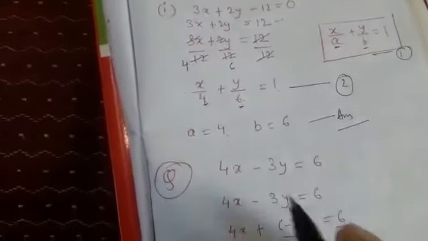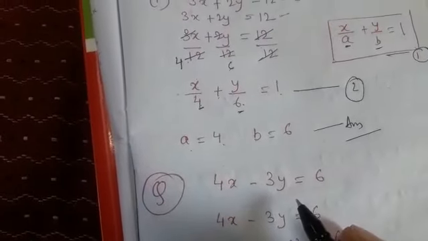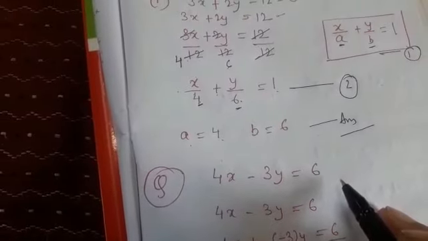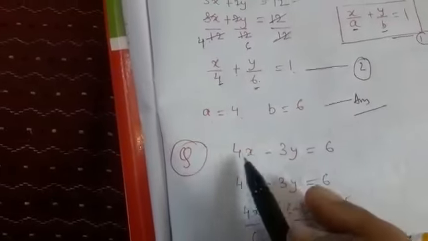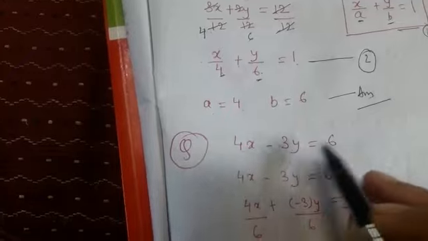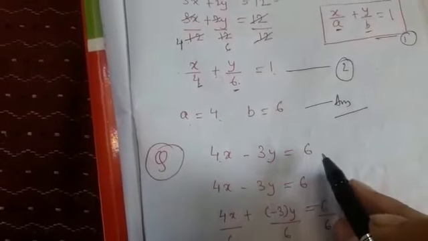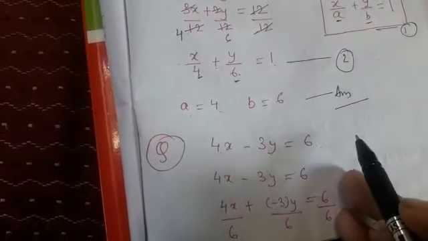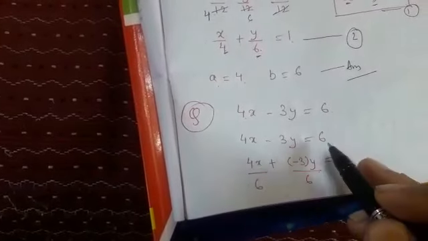Now the next question is 4x minus 3y is equal to 6. In the same manner, you are supposed to keep x and y on one side and the constant on the other side, and see, the constant is already on the other side, so there is no need to shift. So we have 4x minus 3y is equal to 6.